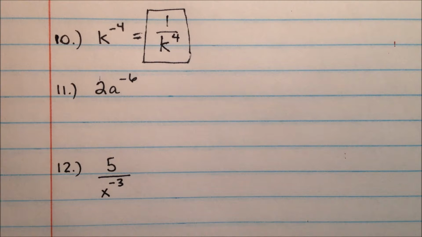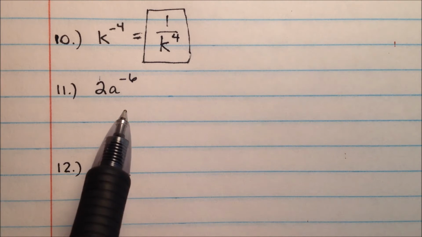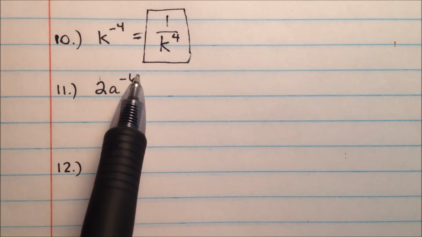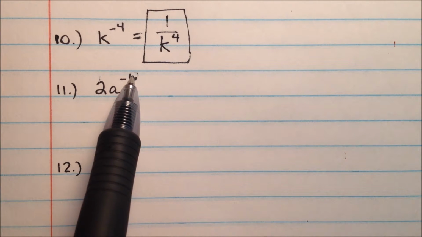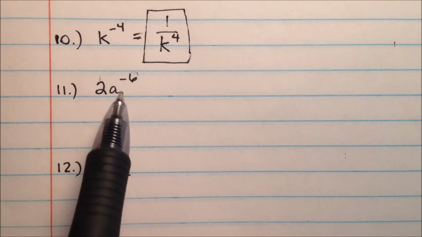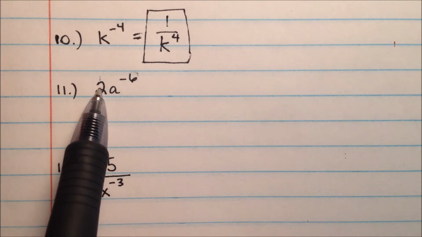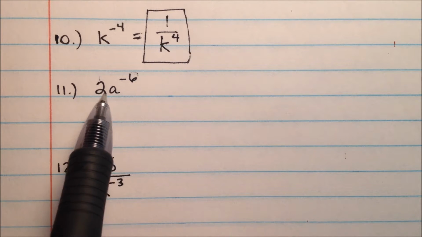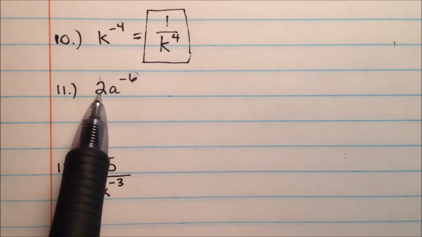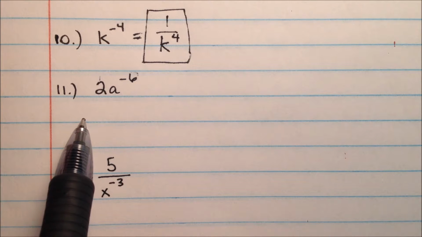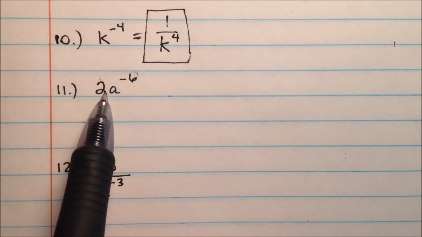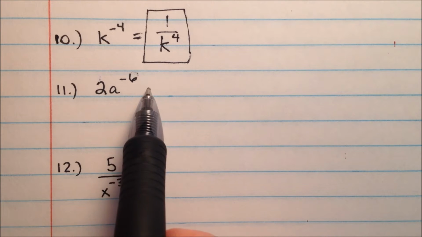Number 11 is 2 times a to the negative 6th. Some students have some problems with problems like this because this negative 6 exponent, they want to say goes to both the a and the 2. But there's no parentheses around the 2a, it's just 2 times a. So it's kind of like we had those negative signs in those previous examples. The negatives just come along for the ride. So this 2 here is just a 2. There's no exponent on him, so he's just going to come along for the ride.